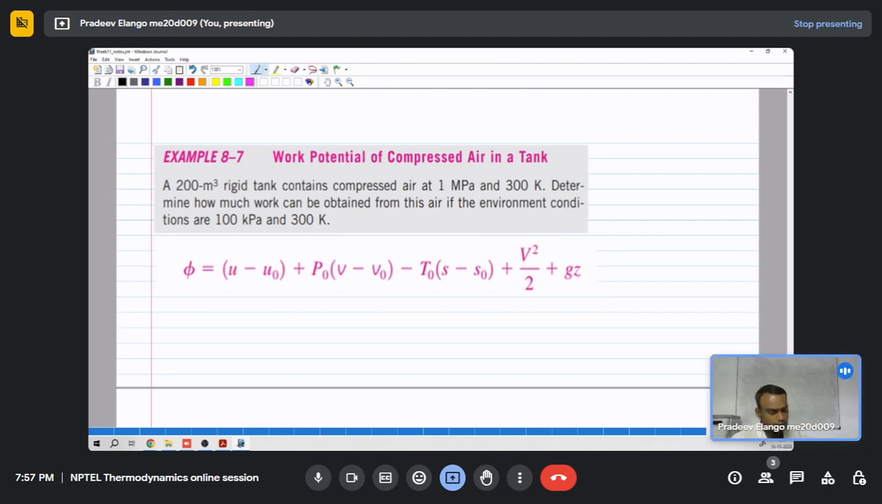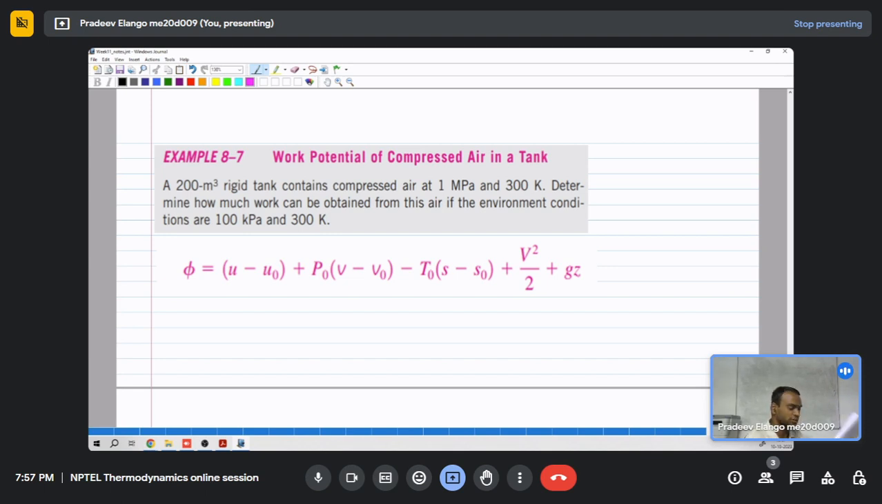Problem, 200 meter cube of rigid tank contains compressed air at 1 megapascal and 300 Kelvin. Determine how much work can be obtained from this air if the environment conditions are 100 kilopascal and 300 Kelvin. So this is a problem where we need to find the availability of a given system.